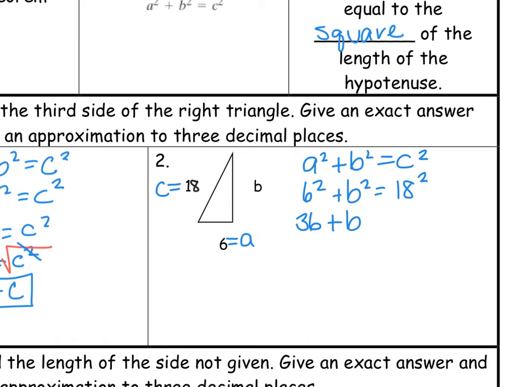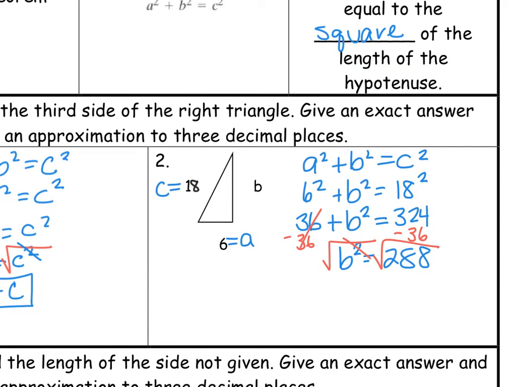6 squared is 36. 18 squared is 324. Now I need to subtract 36 from each side to isolate the variable. They're going to cancel, and I get b squared equals 288. The last step of every single Pythagorean theorem problem is to square root both sides of the equation.